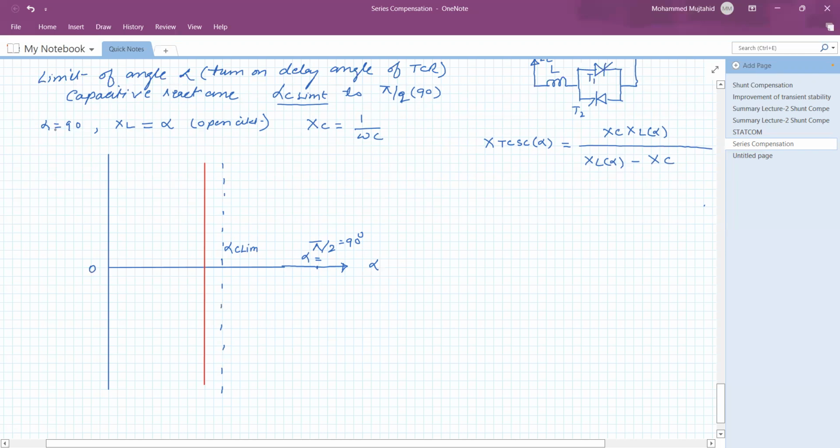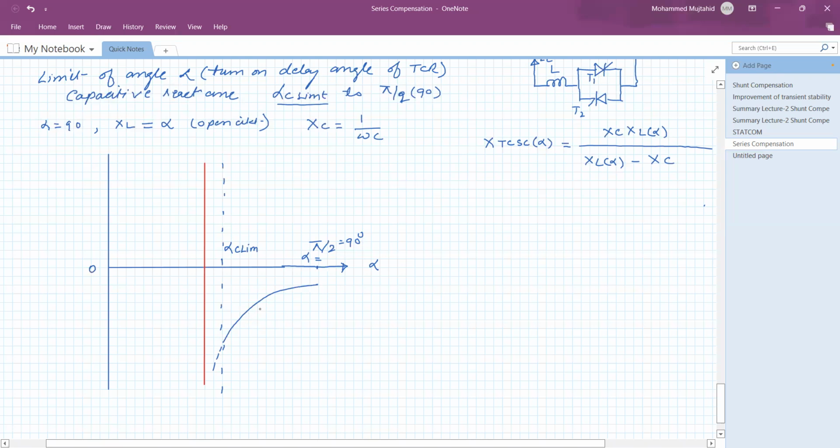Now, when alpha is equal to 0, inductive reactance become infinite and the value of capacitance Xc is minimum. So this is the minimum value, say. And as the angle increases, means the thyristor turn-on delay angle decreases to less than 90 degree, it starts conducting, and the value of the total capacitive reactance, the TCSC reactance, is increasing. And at some angle, if we go beyond this angle, the reactance becomes infinite. So above this one, the reactance becomes infinite.